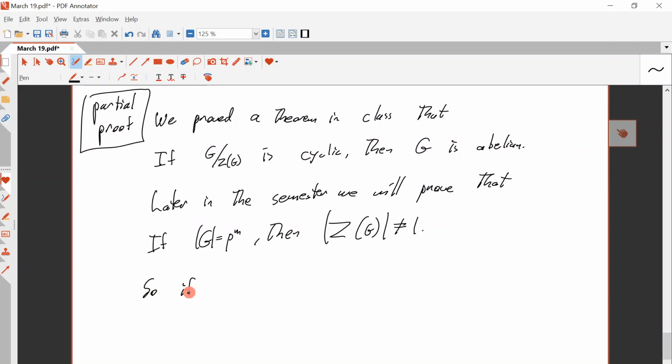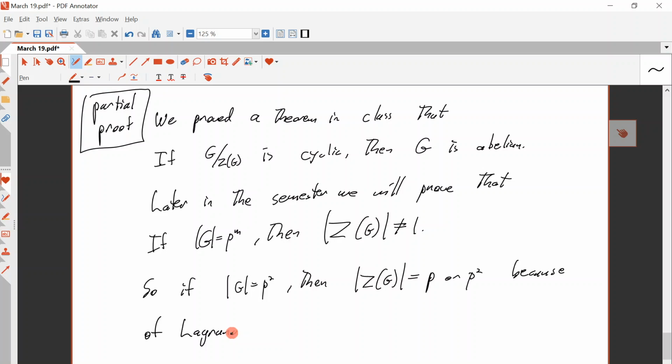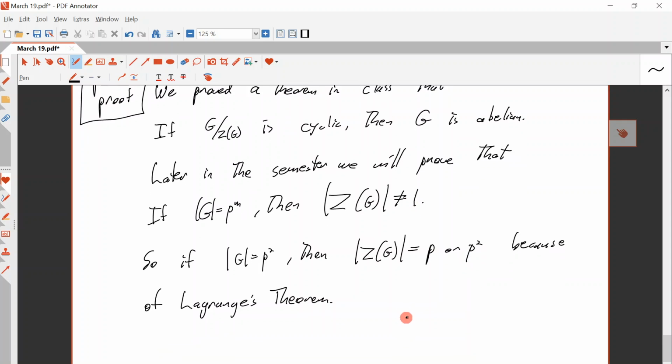So if the order of G is equal to p squared, then the order of Z(G) is equal to p or p squared, because of Lagrange's theorem: the order of a subgroup divides the order of the group. So it's either 1, p, or p squared, but by this theorem up here, it's not 1. So it's either p or p squared.